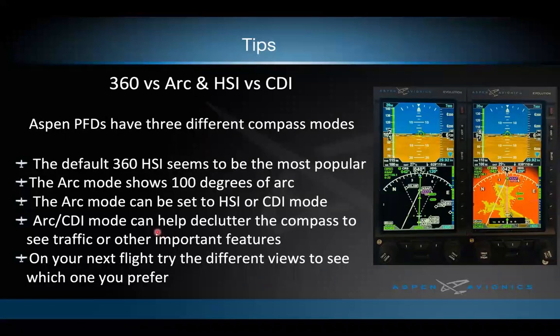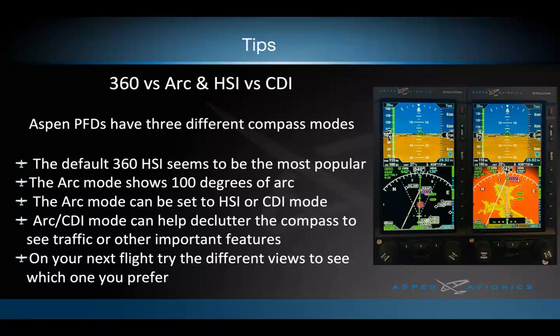By challenging yourself, you'll find this arc mode is really nice, because it blows up that compass rose to a 100-degree arc up here. This makes fine-tuned heading control much, much nicer. And with the arc mode, you have both the HSI mode, which is this one here, the standard HSI, or the CDI mode. So when do I use these two differently? If I'm at altitude, cruising along, the Arc HSI works pretty well for me.